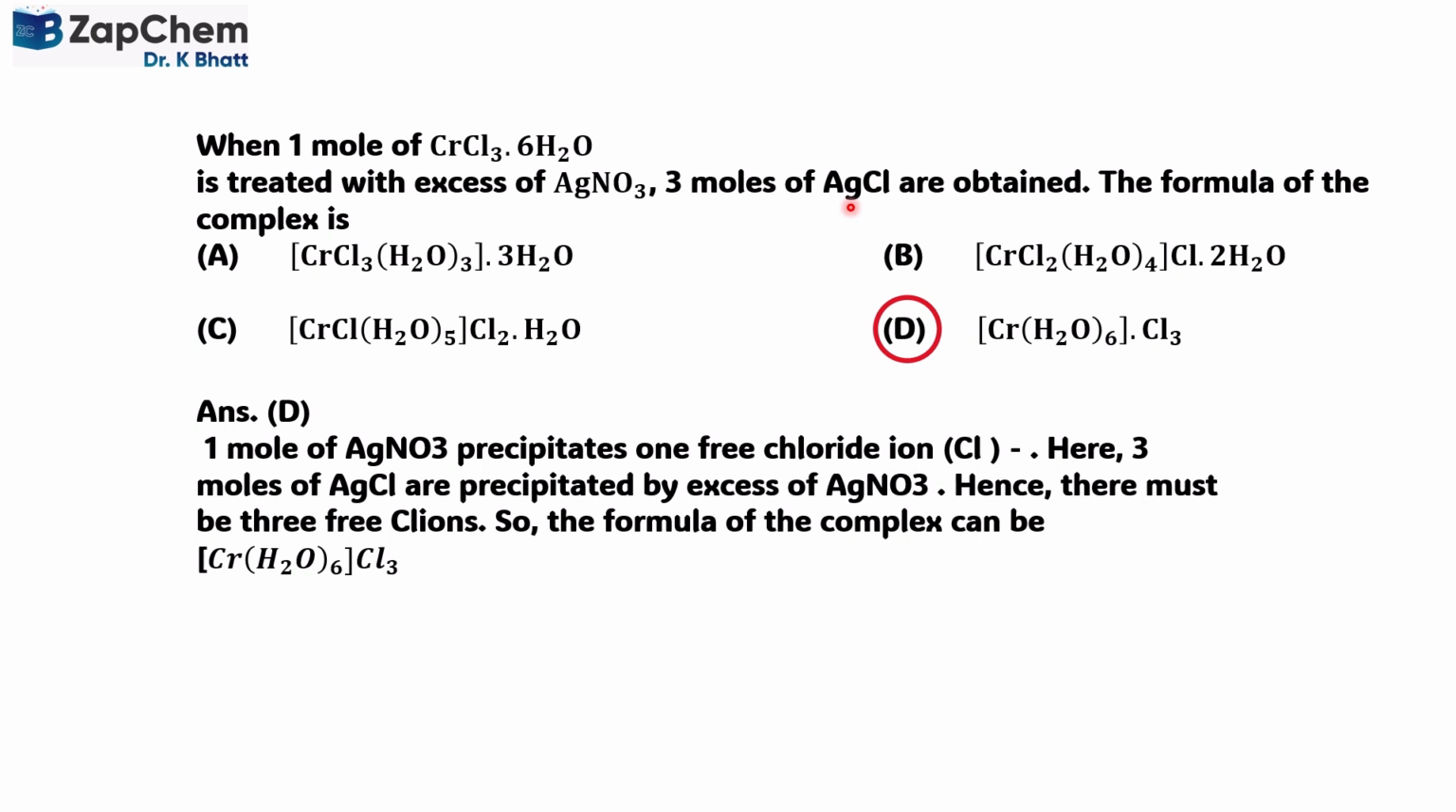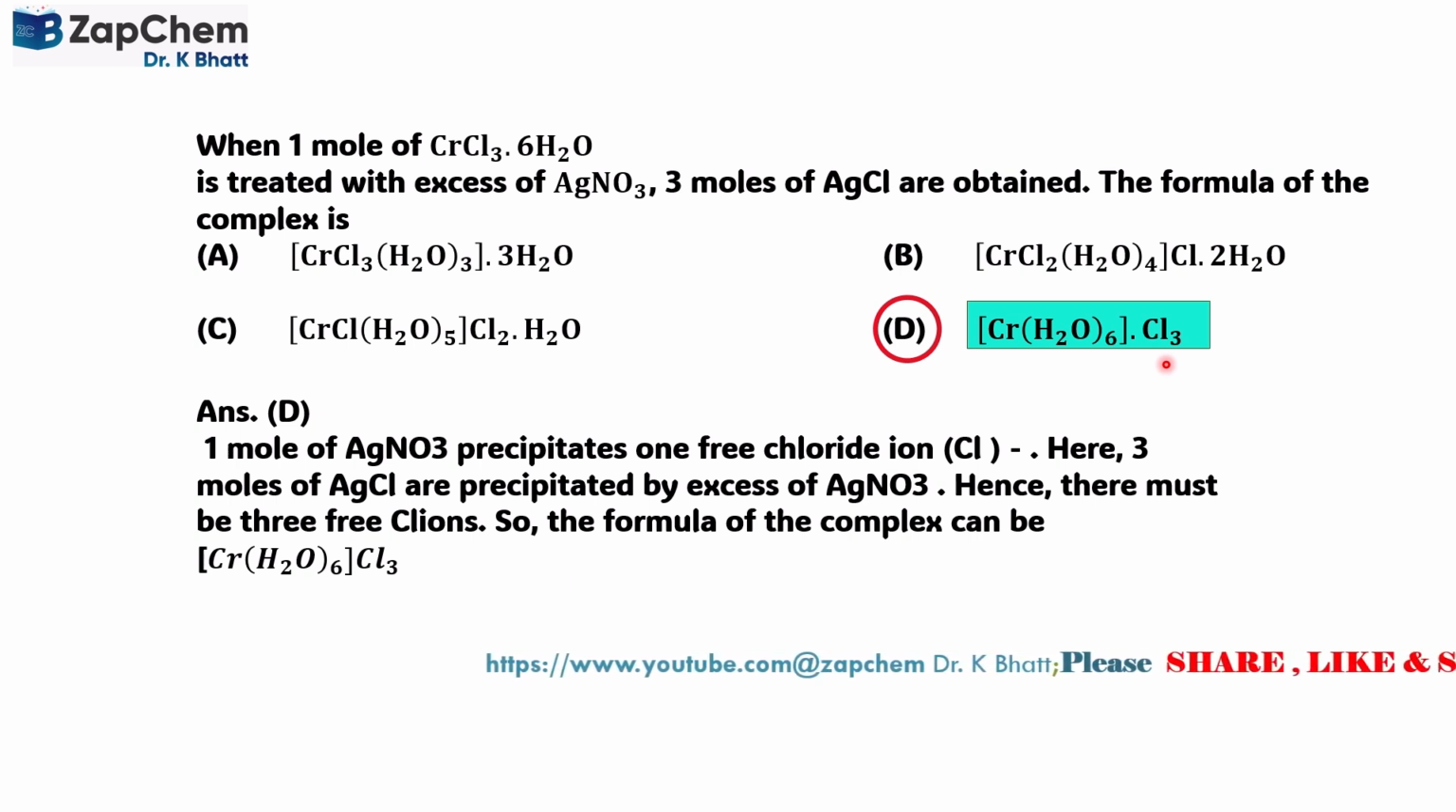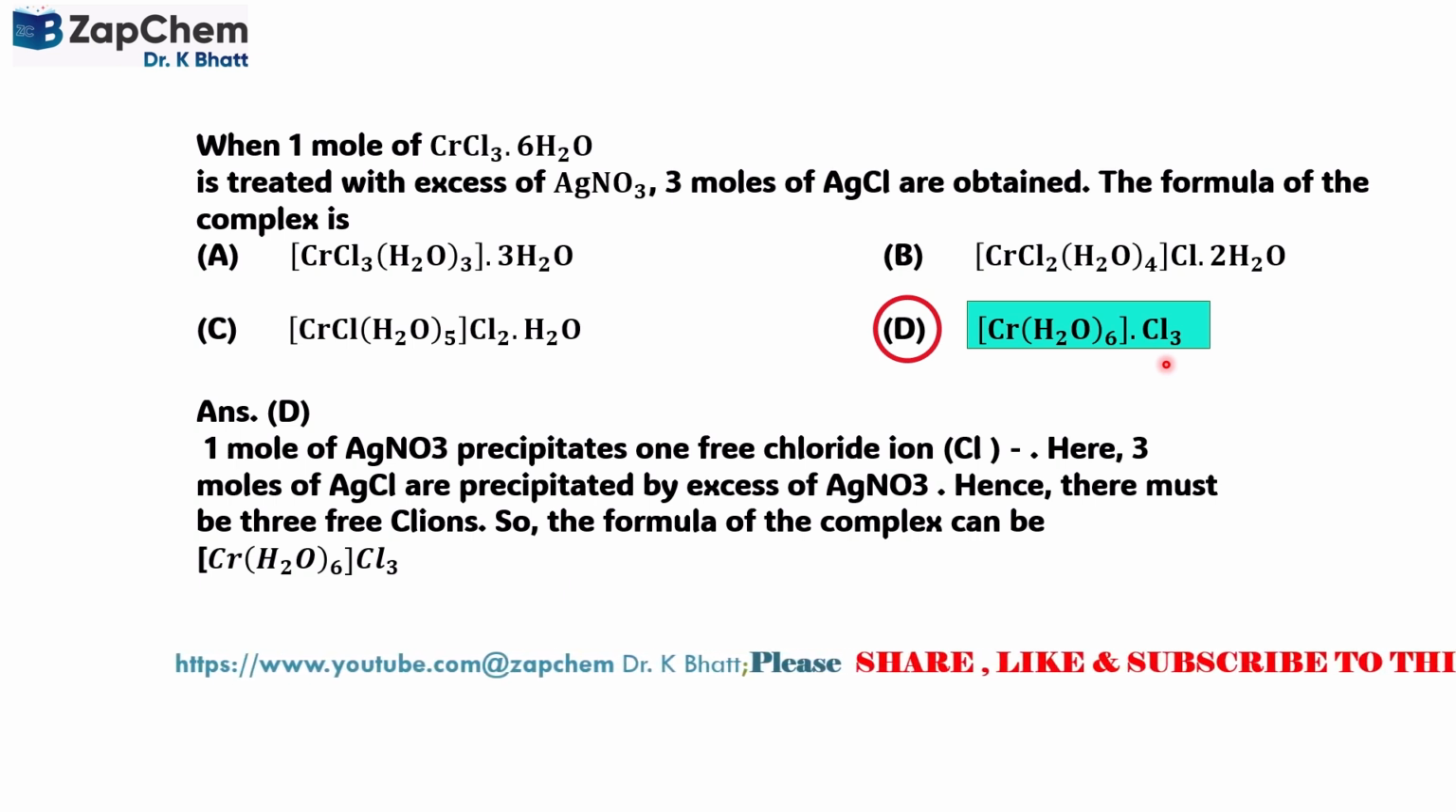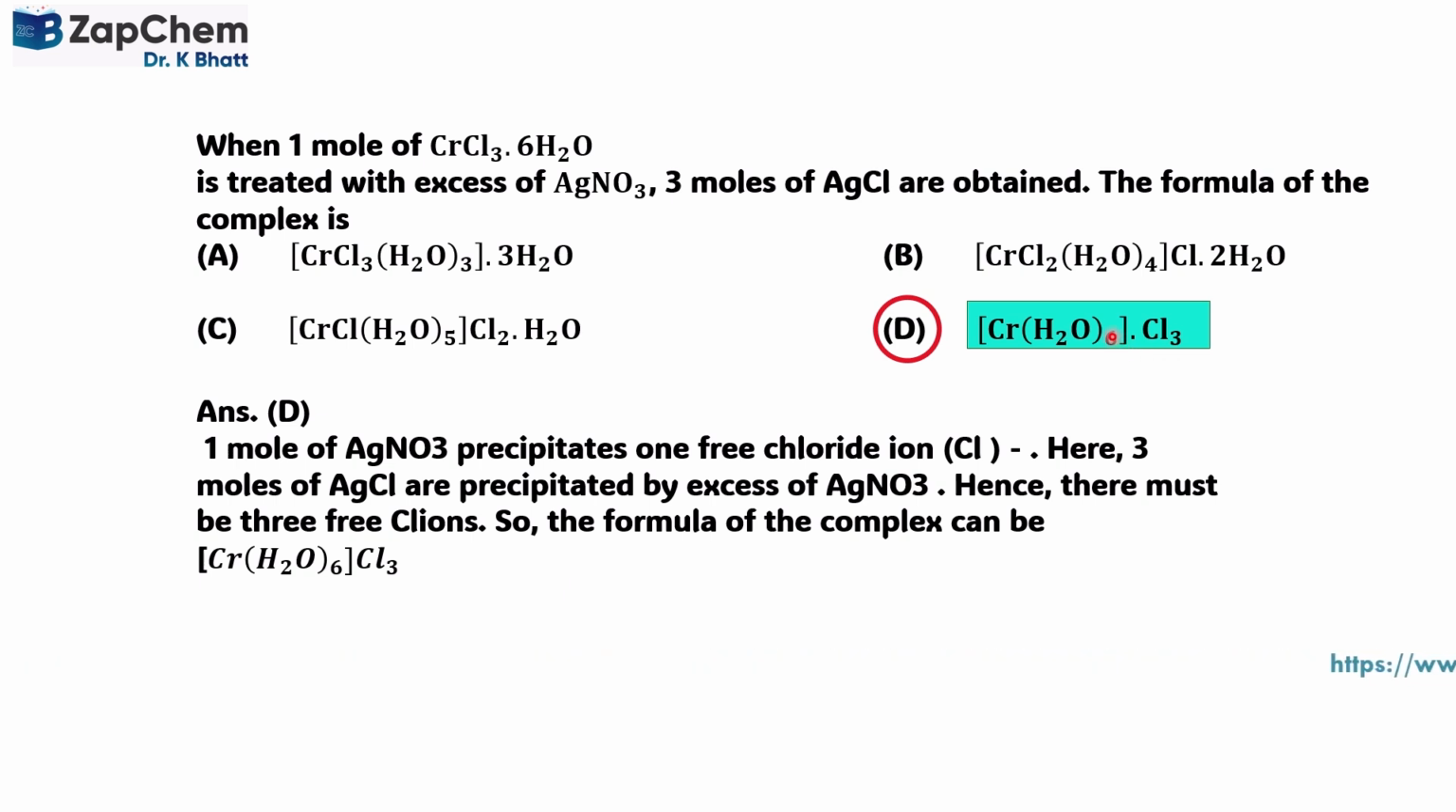3 chloride ions are present in the ionization sphere, and the formula of the compound will be [Cr(H2O)6]Cl3, with H2O a neutral ligand within the coordination sphere, and 3 chloride ions outside the coordination sphere. Okay, thank you. That is how we can solve questions relating to the ionization complexes or ionic coordination compounds.